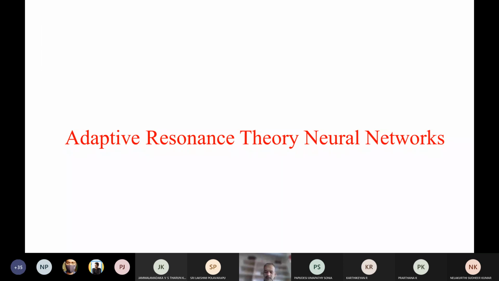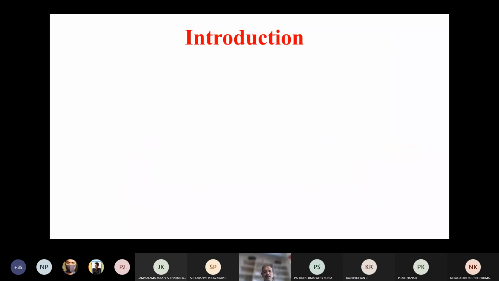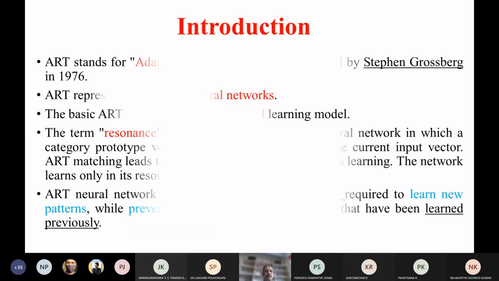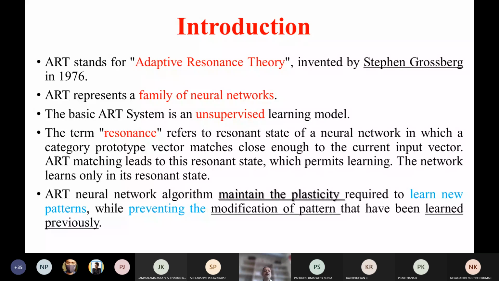Okay, let us pass on to the next part of third module, the ART network, or adaptive resonance theory neural network. The ART network was invented by Stephen Grossberg in the year 1976. It is also part of the family of neural networks, and the basic ART system works on an unsupervised learning model.